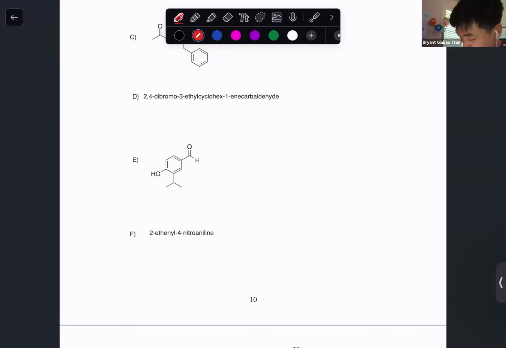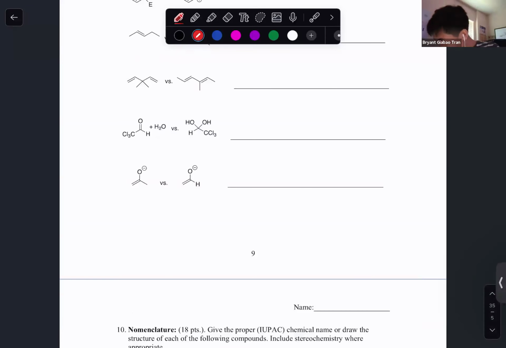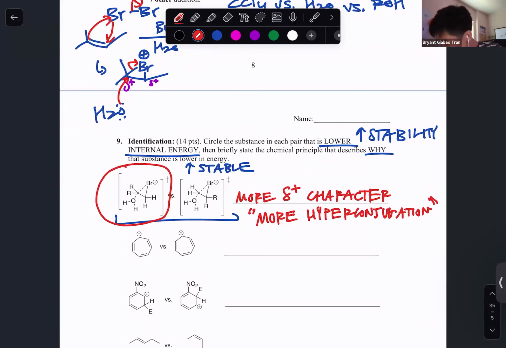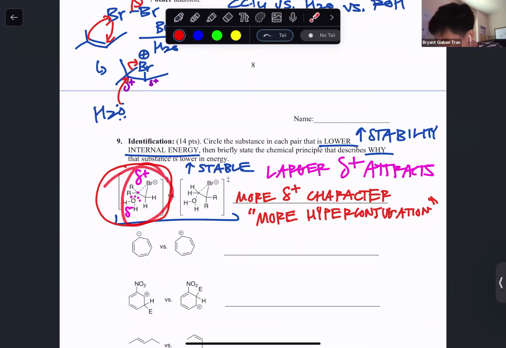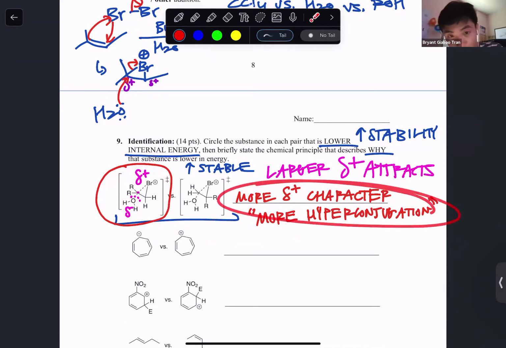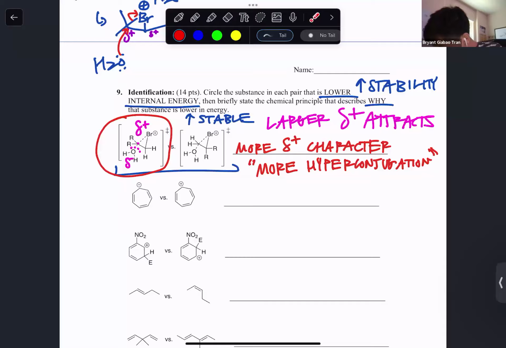So the reason that she put is larger partial positive charge attracts, right? This bigger positive charge here on the more substituted side attracts the partial negative oxygen, which is why we see this is lower energy, more stable. Same thing, right? Okay.